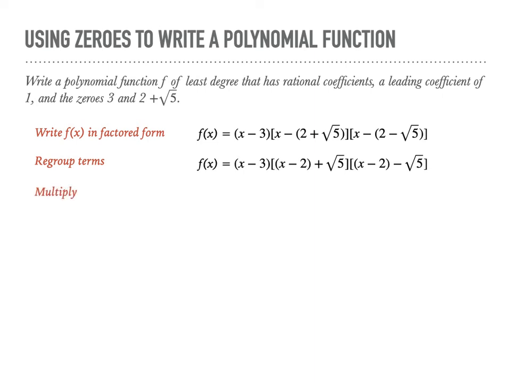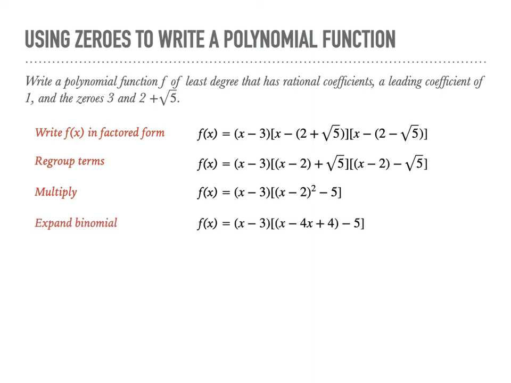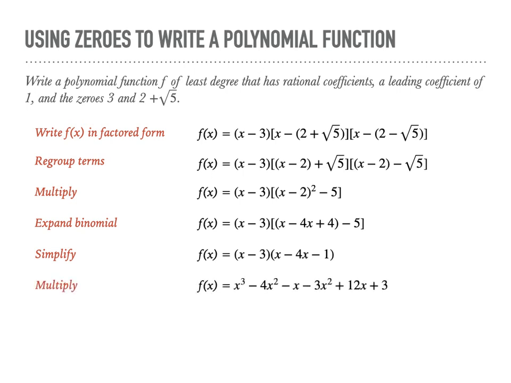And now we just regroup the terms and we multiply out. So the x minus 2 comes up twice. We multiply that, which makes it squared, and then we expand it using the special binomial pattern. Or you can just do the FOIL method, and then you can simplify, which gets us x minus 3 times x squared minus 4x minus 1. And then we multiply out again, and then we combine the like terms, and we retrieve the answer of x cubed minus 7x squared plus 11x plus 3.